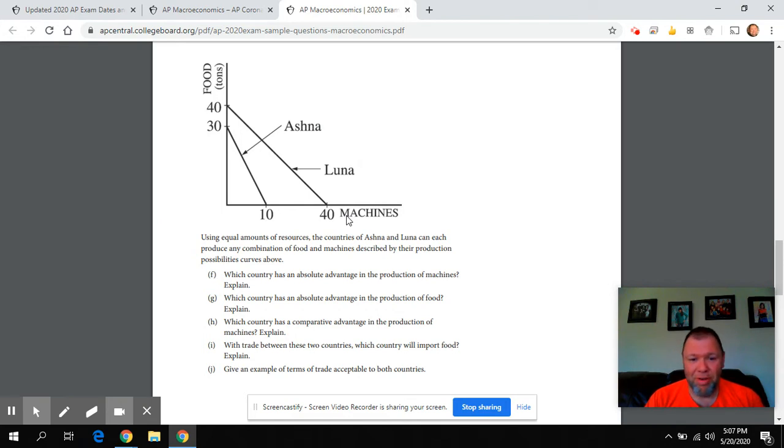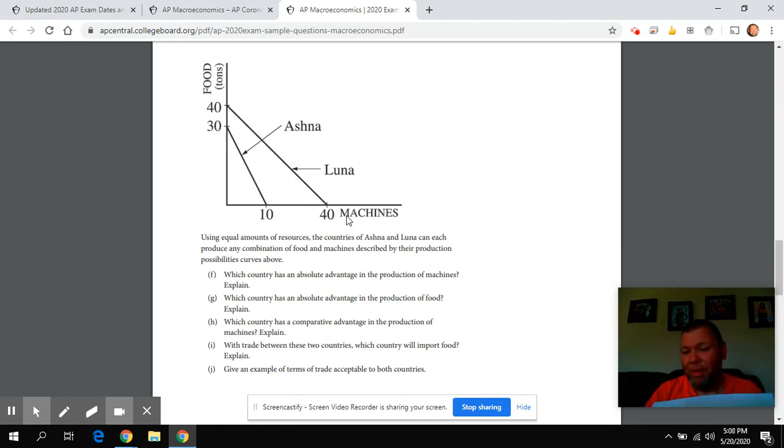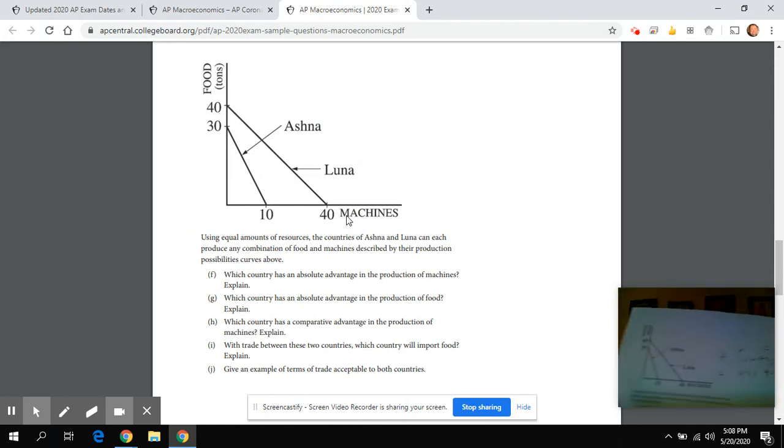Which country has the absolute advantage in the production of food? Luna. Explain. 40 is more than 30. Right? Which country has the comparative advantage in the production of machines? So guys, remember on comparative advantage, it really helps to make the chart. Go ahead and make your little chart. So I did on this one. I have Ashna and Luna, machines, food, and then do your math.